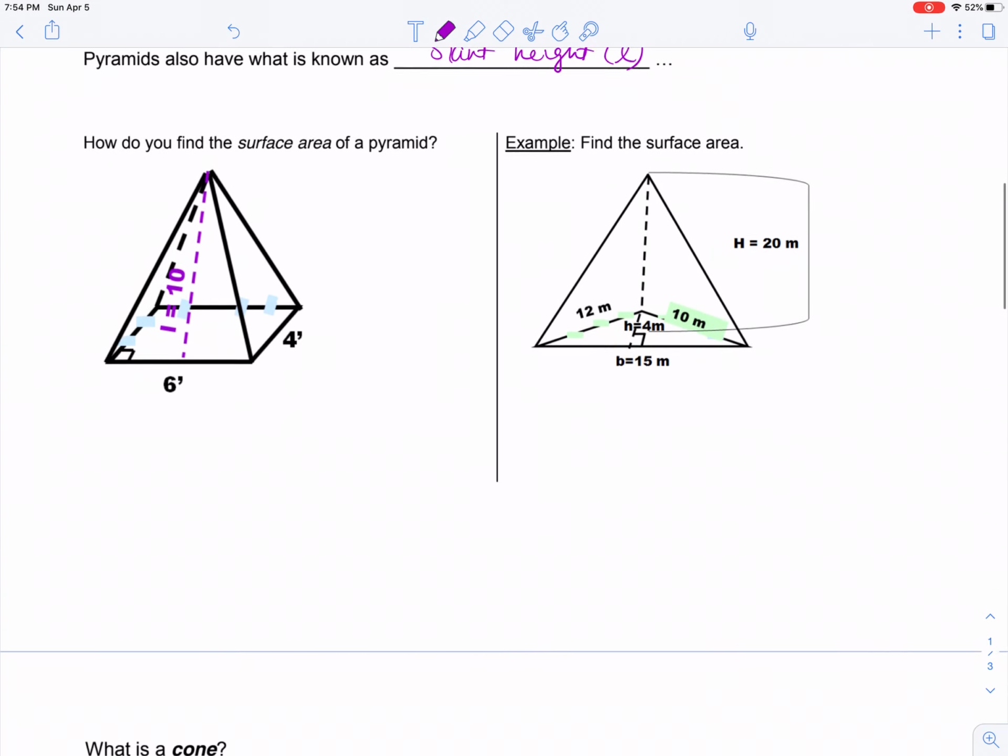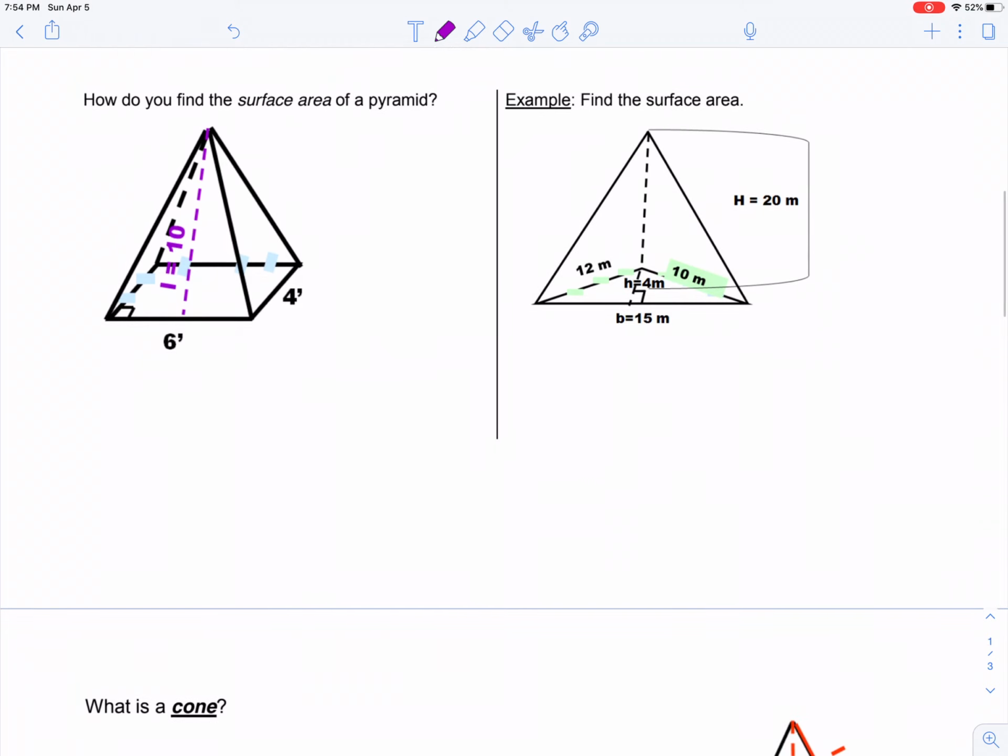Okay, so how are we going to find the total surface area of this pyramid? So I have a rectangle base, so for that I'm going to use that area of a rectangle is length times width. Then each side of the rectangle has a triangle adjacent to that. So for those triangles, I'm going to use 1/2 base times height.